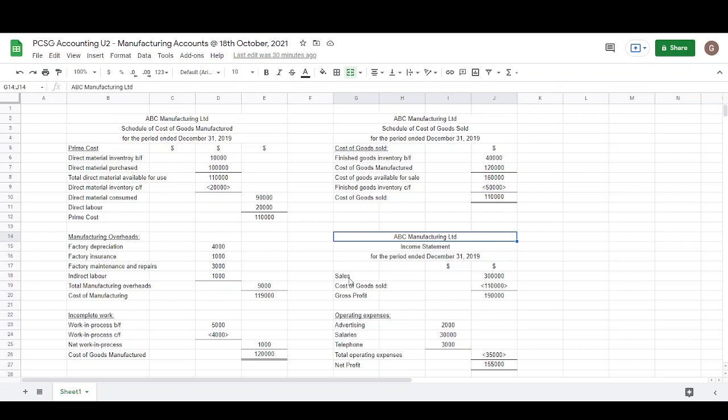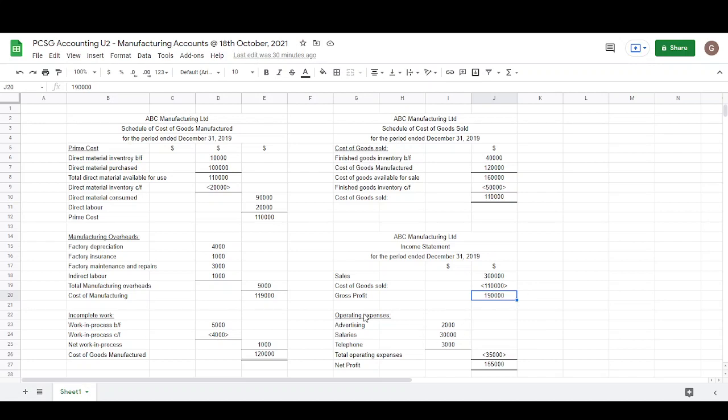Okay, so we have our sales. Let's say we had sales of 300,000, and we reuse our cost of goods sold figure, which is 110,000. We deduct it this time. That's why I have the angle brackets, and that would give us our gross profit, 190,000.